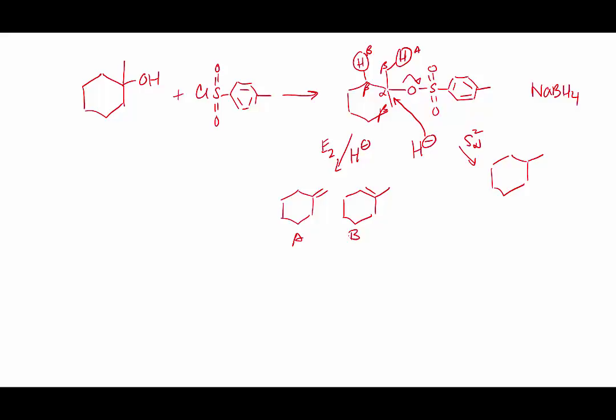Because H minus is a small non-sterically hindered base, so it's going to act like NH2 minus. It's small. It can get to either A or B equally. And so if it can get to either one equally, then the major product is going to be the more stable one.